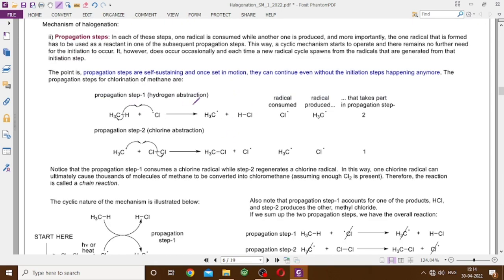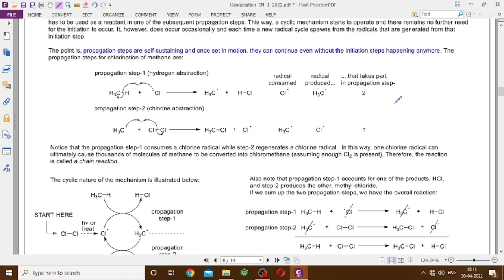So propagation step 1 is basically hydrogen abstraction from methane. Cl dot abstracts this hydrogen, gives you CH3 dot and HCl. Radical consumed is chlorine dot, radical produced is CH3 dot, and that CH3 dot takes part in propagation step 2, which is the abstraction of a chlorine atom from a chlorine molecule by the CH3 dot radical to give you CH3Cl and chlorine dot, which is again consumed in propagation step 1.